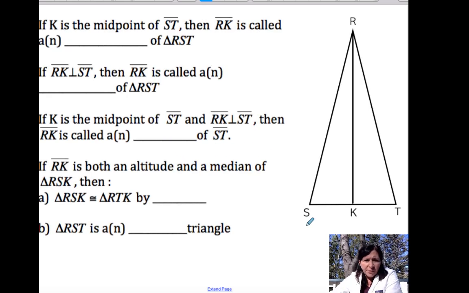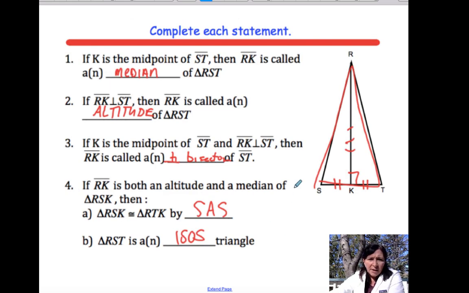Anyway, if time allows, there's some additional information that you can do. You can practice completing each statement. The answers are here.